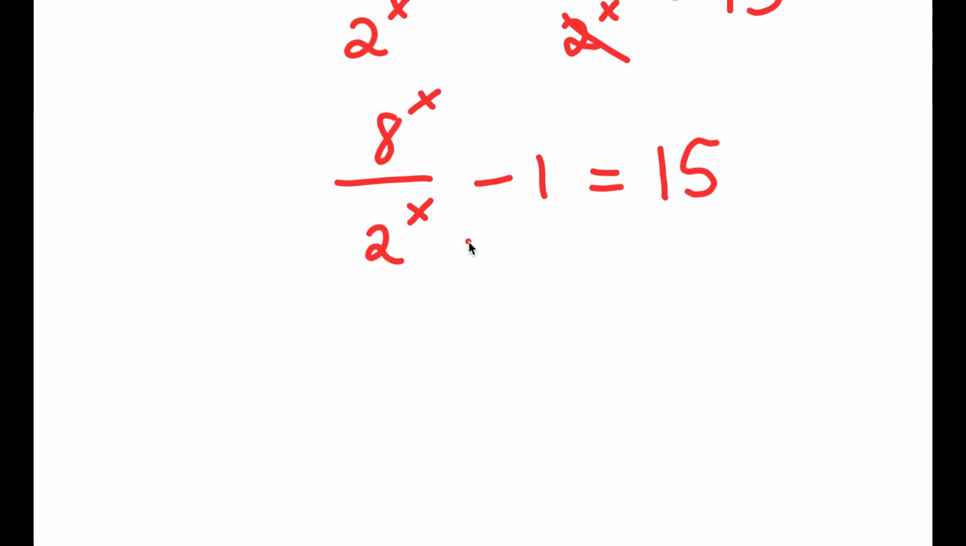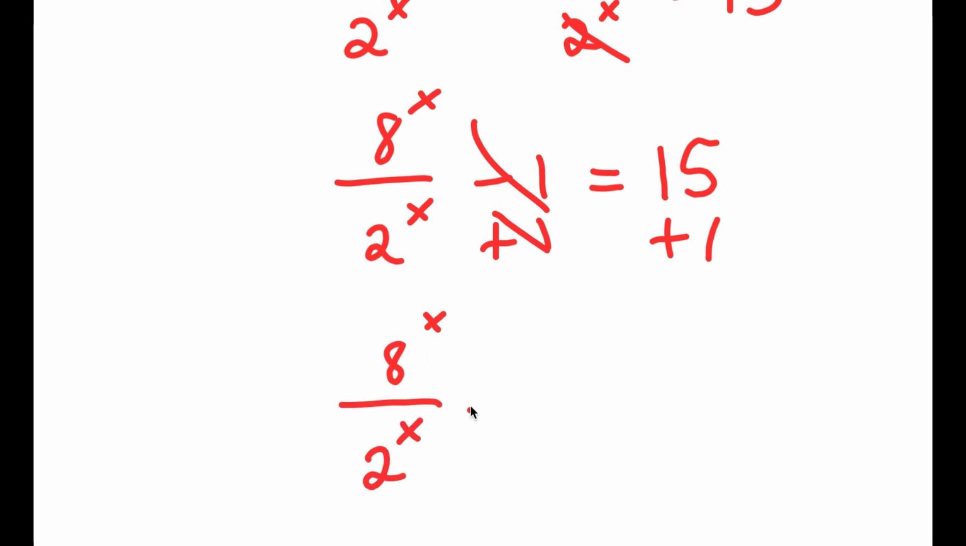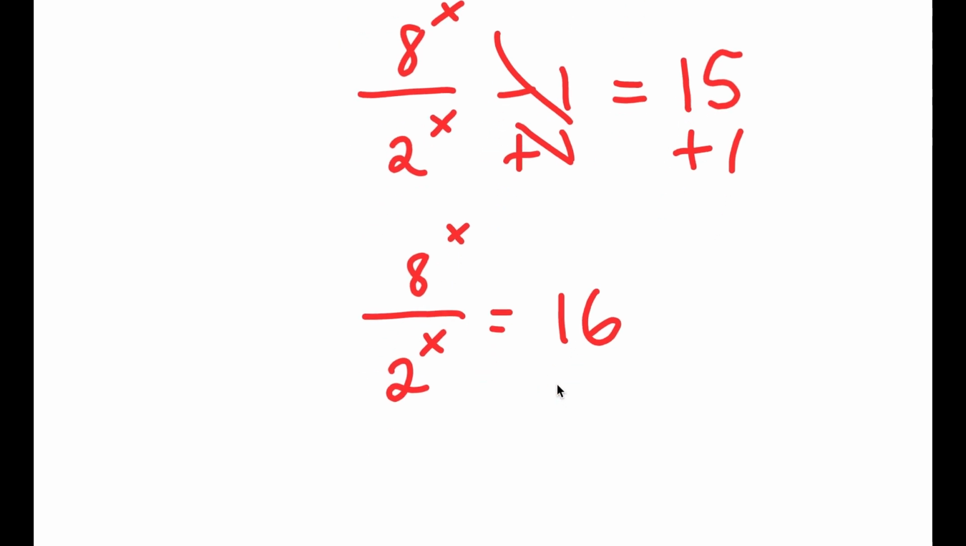Now, I'm going to go ahead and add 1 on both sides because we want to get rid of this 1. So then these two cancel out, and I get a to the power of x over 2 to the power of x is equal to 16.